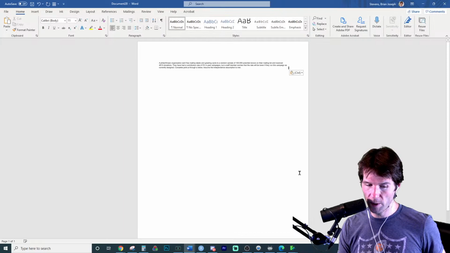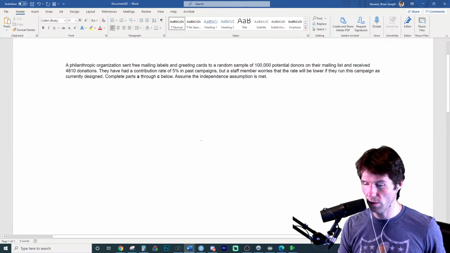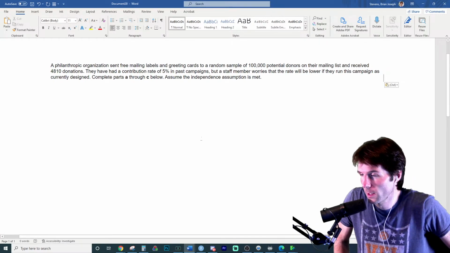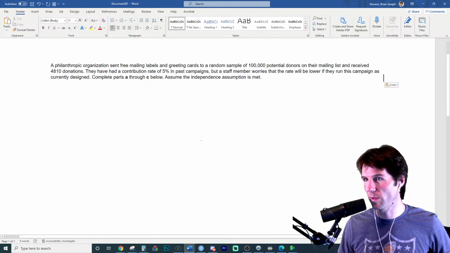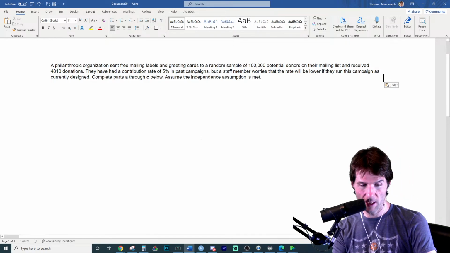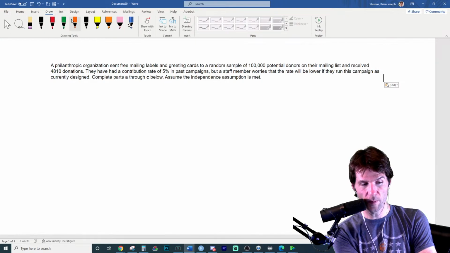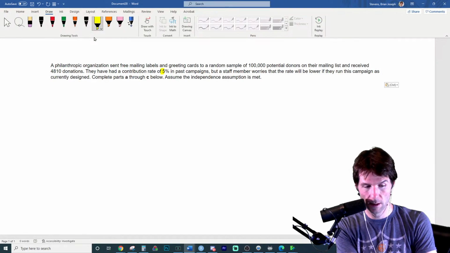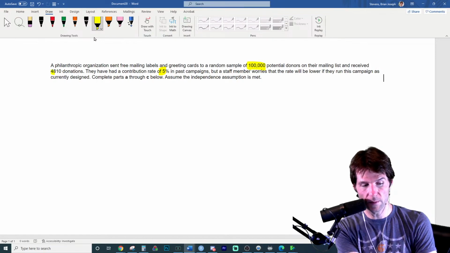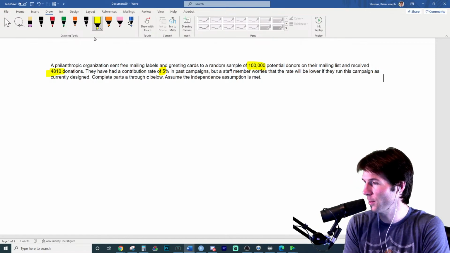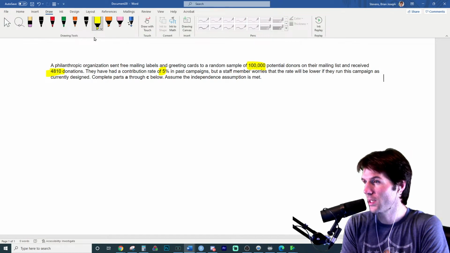So this question right here is whether people donate or they don't donate to a philanthropic organization. Can you identify the notation for this? Previous campaigns had a response rate of 5%. We sent out 100,000 mailers, and from those 100,000 mailers, 4,810 people donated. So staff members worry that the rate is lower for this campaign.